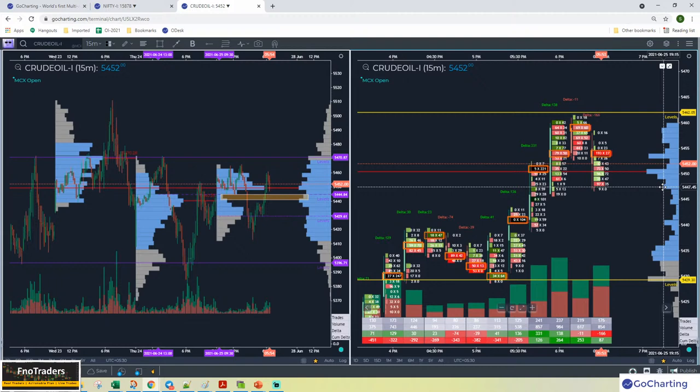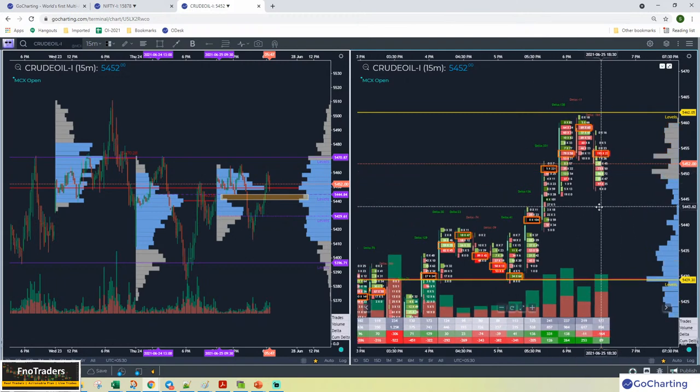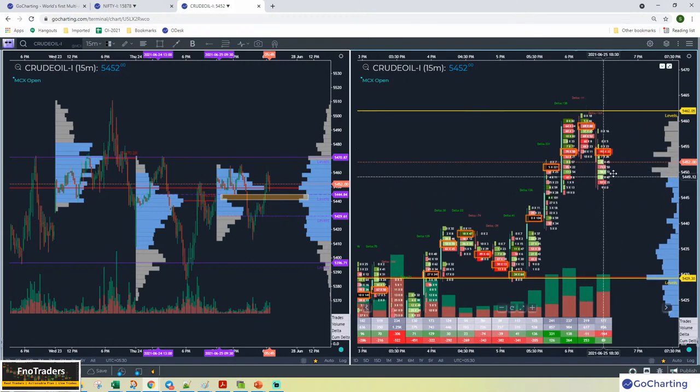Generally, I've asked the GoCharting guys to help get that imbalance into the cluster. This will actually be more complete if they have the imbalance in the cluster, highlighting the imbalance, so then it will really help.